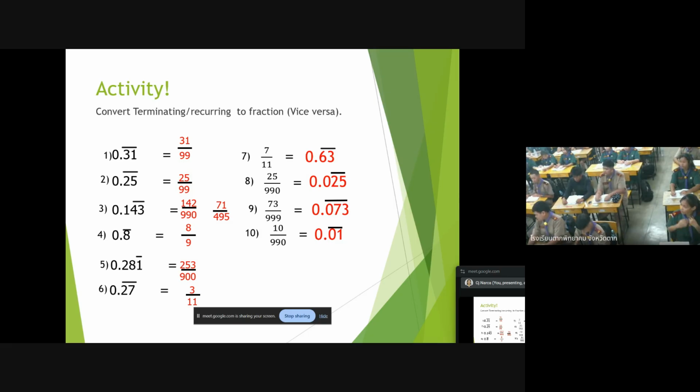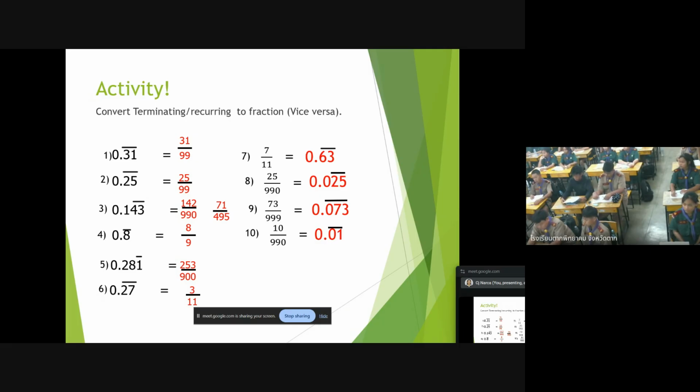Okay. So understand the process? Understand how to convert a fraction to a recurring decimal and a recurring decimal to a fraction. Okay? Understand? Everyone? Okay, so let's move on to the new topic, which is all about square root and cube root. Okay, what is your idea when we talk about square root? What is that?